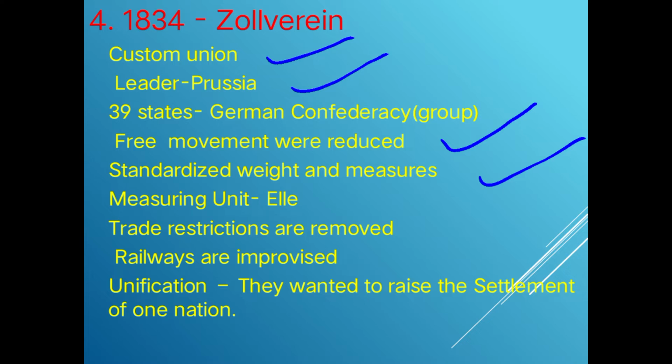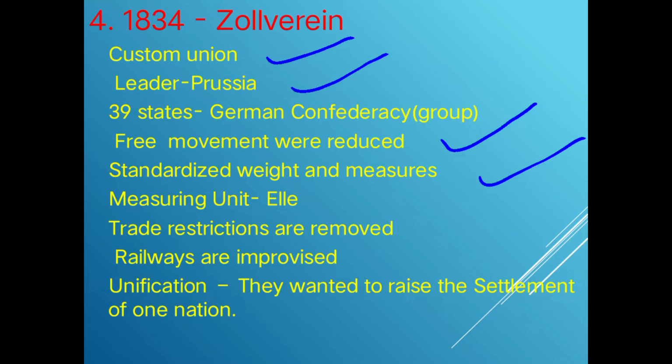For example, from France to Denmark, when a product is taken, the measuring unit may differ. In one area, it may be 98 centimeters. In our country, it is called a meter, if we say. In another region, it may be 104. In another region, it may be 118. So to make these differences uniform, a uniform measuring unit was taken into consideration.